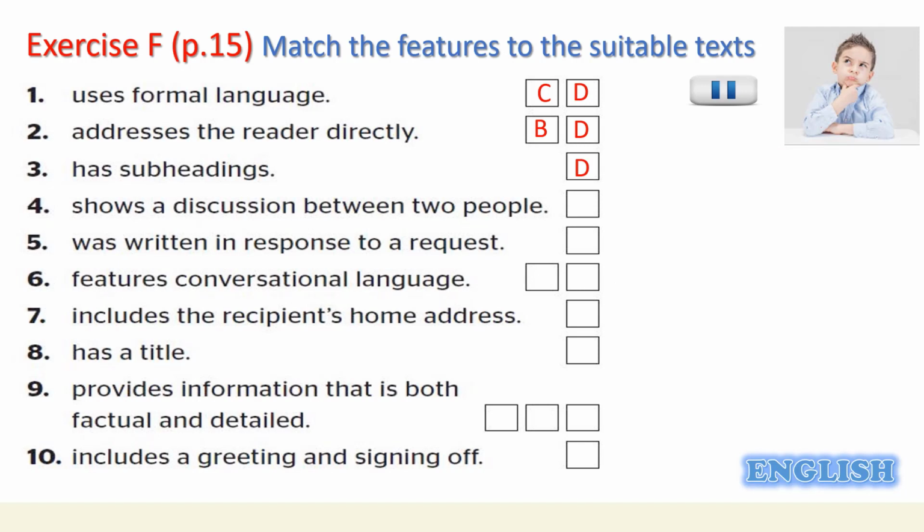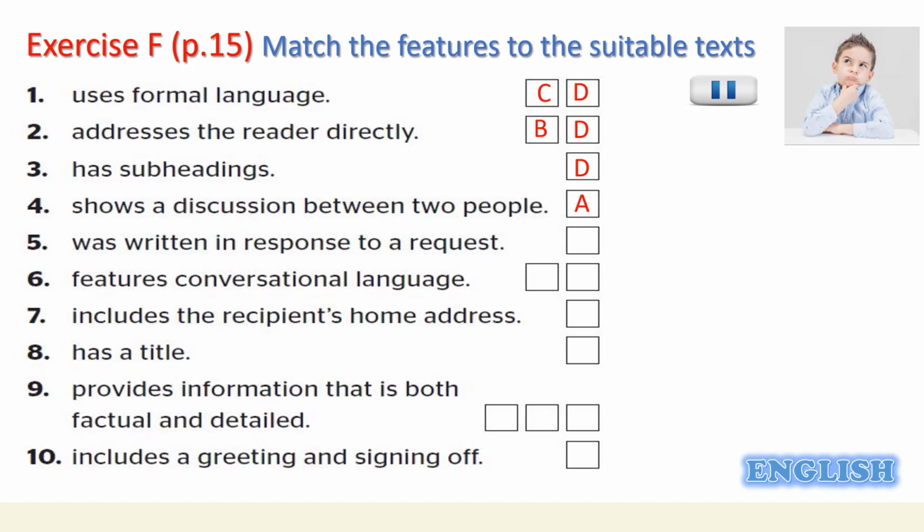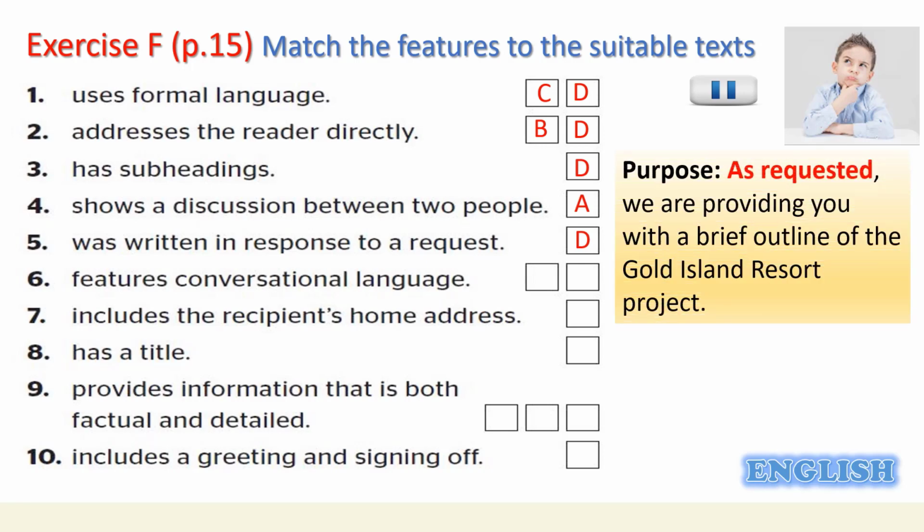Next, shows discussion between two people. It is text A. Very good. The discussion was between the host and Gray. Number 5. One text was written in response to a request. It is text D. Very good. As requested.